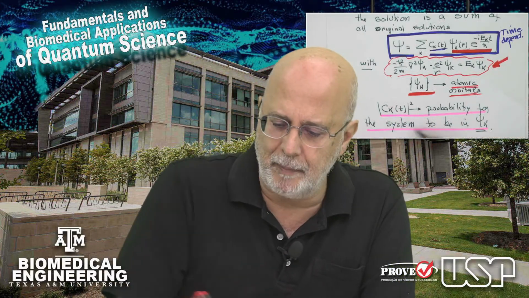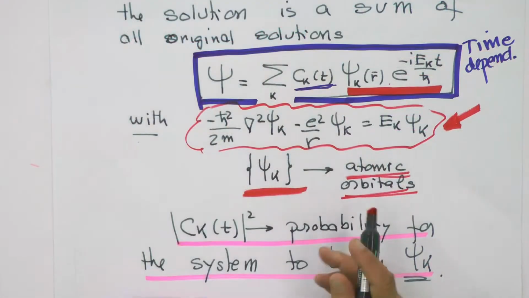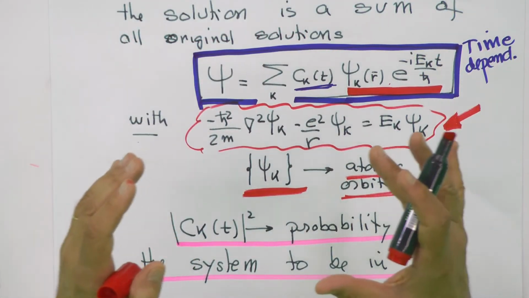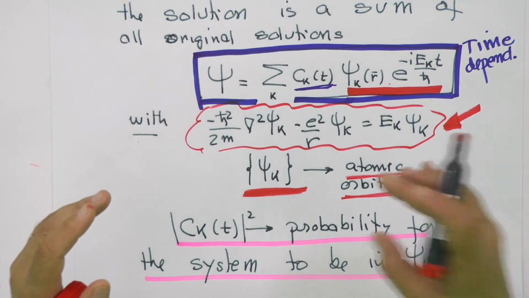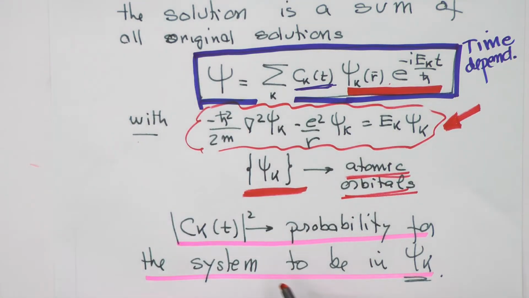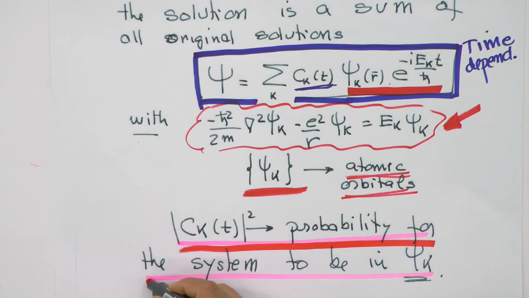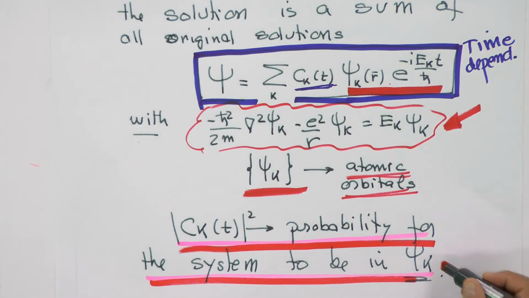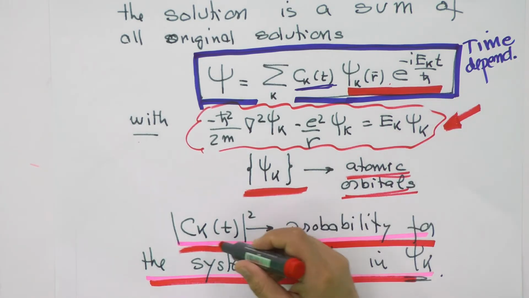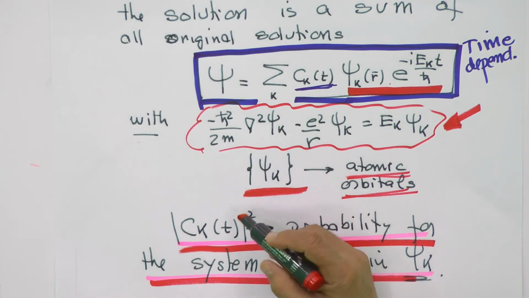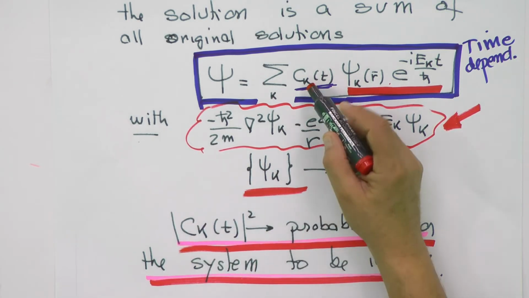So this is the probability that the system, I have my atom, I turn on the oscillating electromagnetic field, the system can be in any state. And the probability to be in any of those states is the ck square. Or the probability to be in any of the k state is the modulus of the ck square.